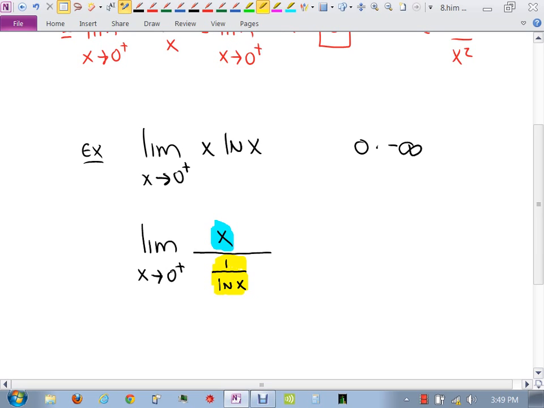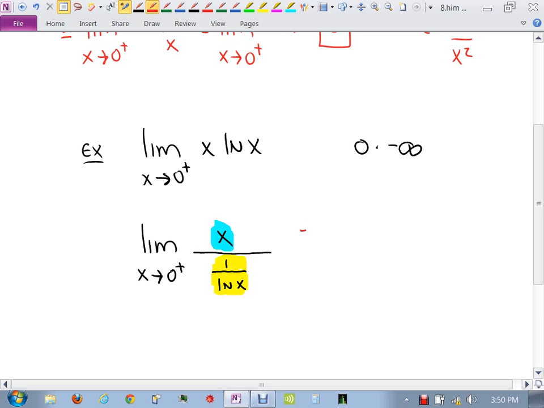Where does the blue one go? Let x go to 0. Just the blue. 0. Okay. Now the yellow one. Natural log of 0. Where was that headed? Negative infinity. 1 over negative infinity. Well, fixed over infinity goes where? 0. So we'd have 0 over 0 here, wouldn't we?